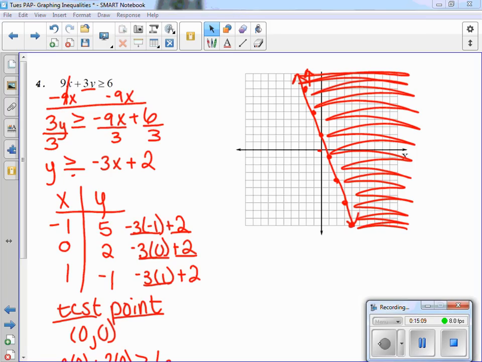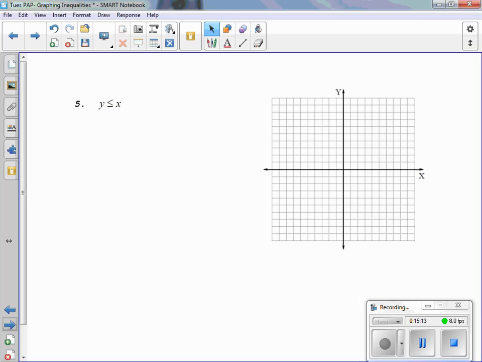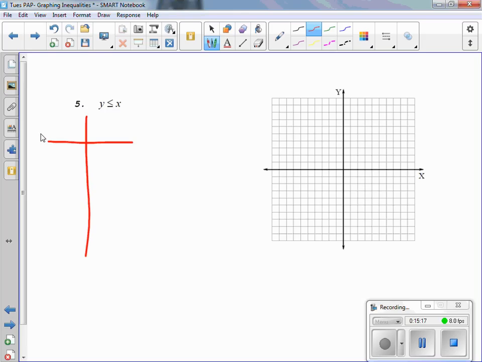All right, so 2 more examples. The next one is already, again, in y equals x form. So y is by itself. So we've got x, y, and again, I'm going to do -1, 0, and 1.